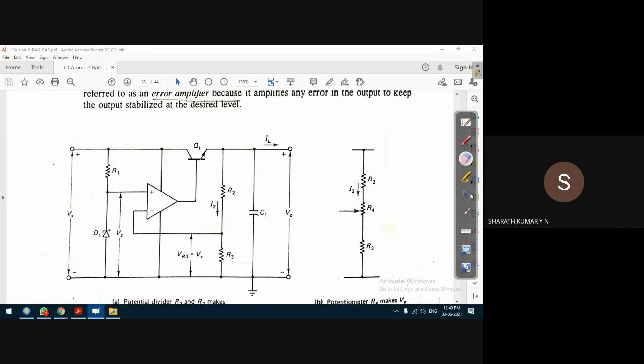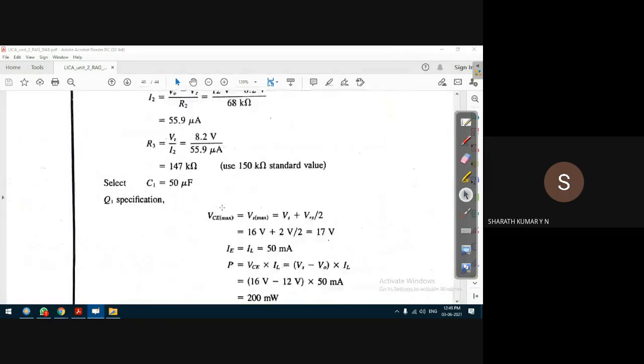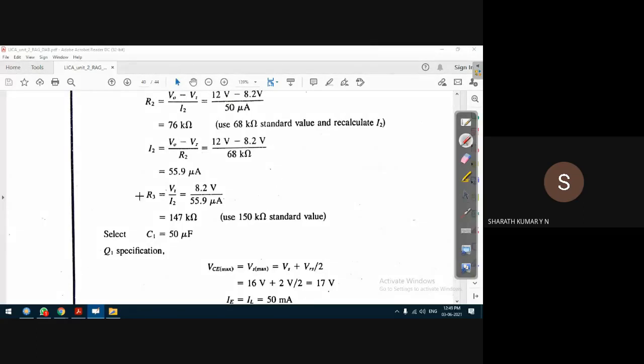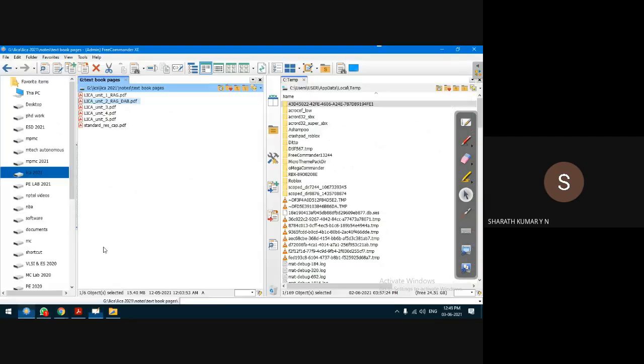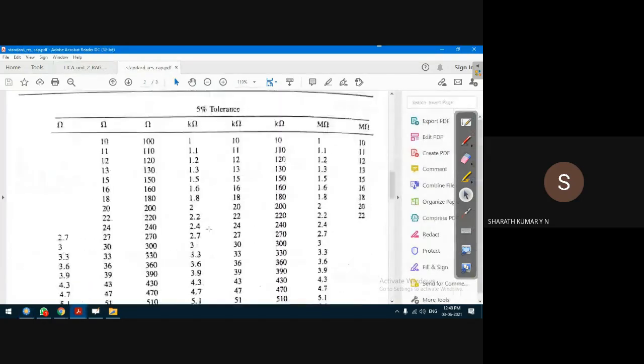So it gives the value as, what's the value, guys? Here we go. R3 is 147 kilo ohms. So the standard value is 150 kilo ohm. Why 150? Why more value? Because the nearest standard value is 150 kilo ohm. But still let me check, guys. There is a standard resistor and capacitor table. I think 5% tolerance should be okay.